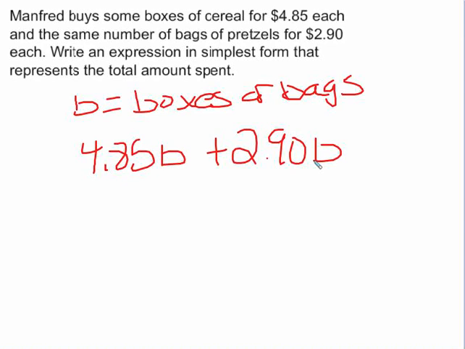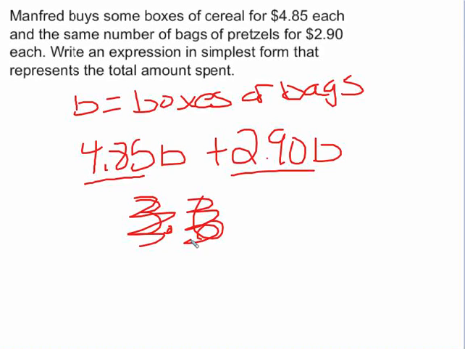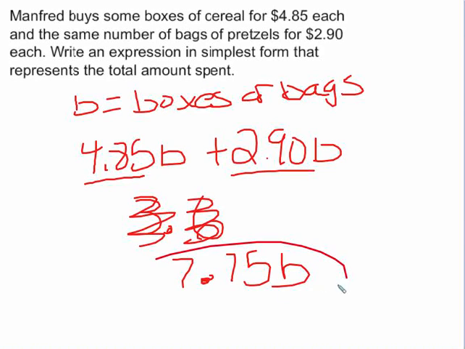So in order to simplify this expression, I'm going to add 4.85 to 2.9. So in this case, this would actually be... I apologize, it's actually going to be 7.75B, which would give me the cost for all of the items that he purchased.